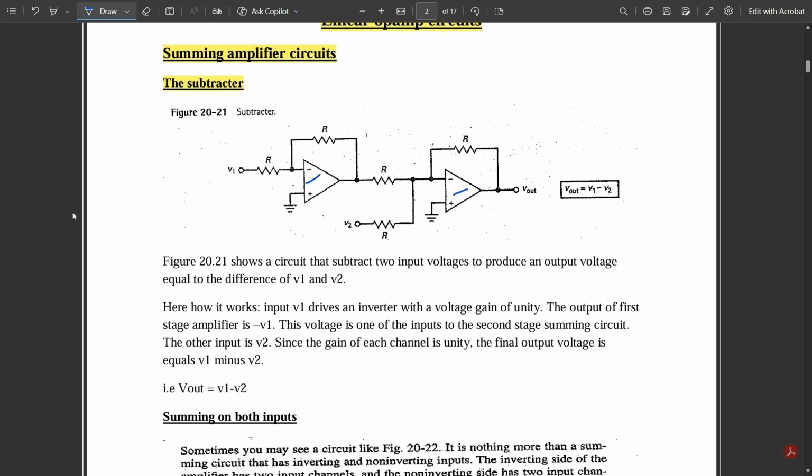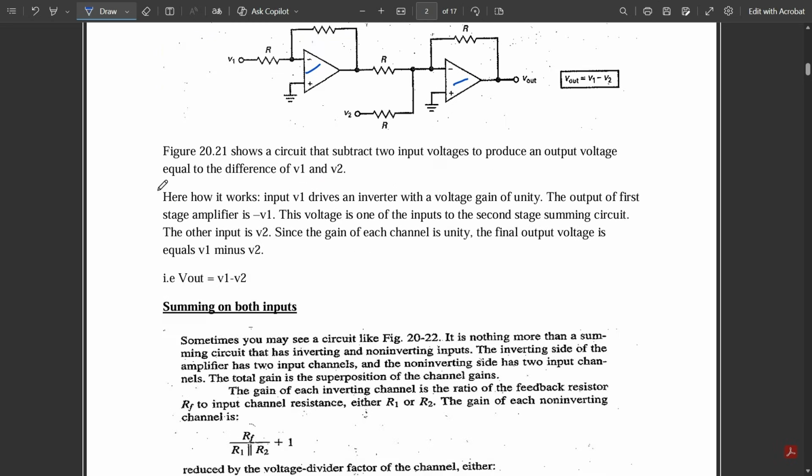So this above figure shows a circuit that subtracts two input voltages. Okay, so these are the subtraction of two input voltages V1 and V2 to produce an output voltage which is equal to the difference of V1 and V2. Here is how it works. The input V1 drives an inverter with the voltage gain of unity. The output of the first stage amplifier is minus V1. This voltage is one of the inputs to the second stage summing circuit. Okay, and the other is V2. Since the gain of each channel is unity, the final output voltage is V1 minus V2.